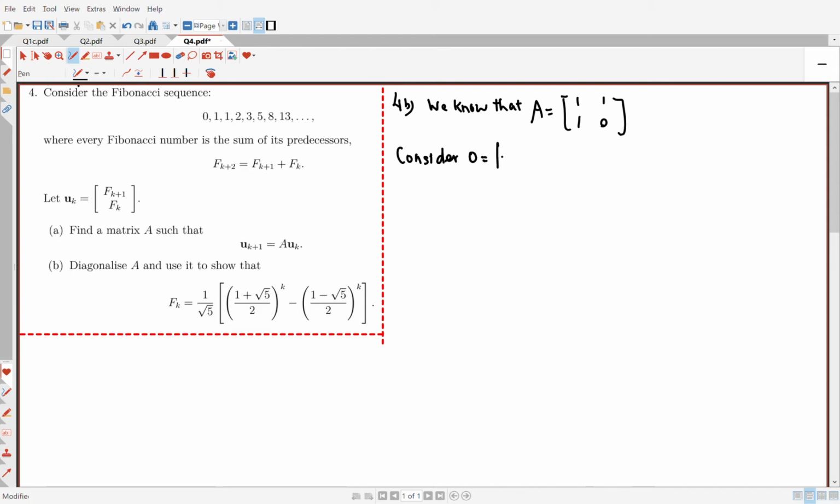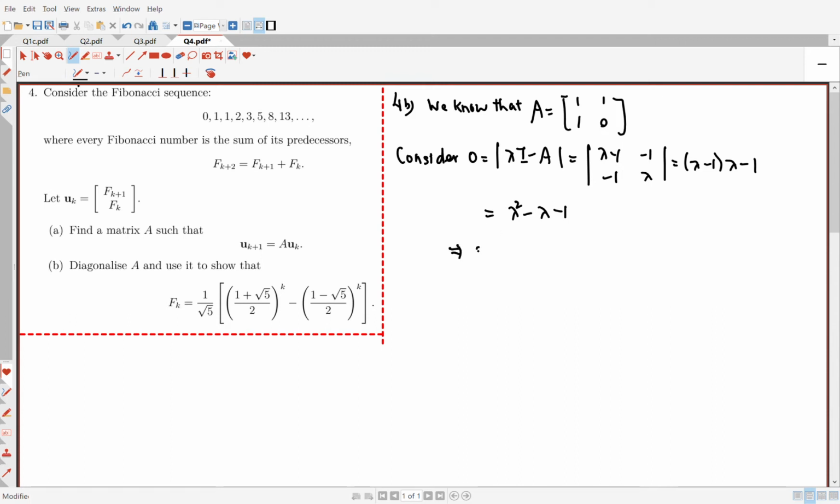0 equals the determinant of lambda I minus A, and this is the determinant of lambda minus 1, 1, minus 1, minus 1, and lambda. And this is lambda minus 1 times lambda minus 1 times minus 1 is 1. So this is lambda squared minus lambda minus 1. I don't think the root will be nice.